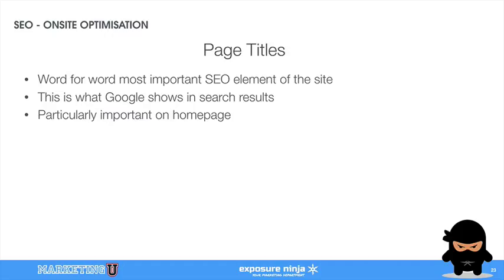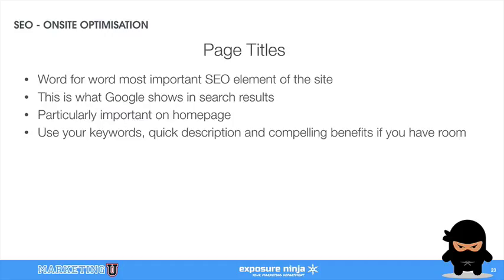So it can give us an indication as to which phrases they find to be the most profitable for them. A good model for a page title is to use the main target keyword at the start of the page title, a quick description of the business and some compelling benefits if you have room, and then the brand name at the end. Basically, it's an opportunity for people to sell the business in 60 characters.